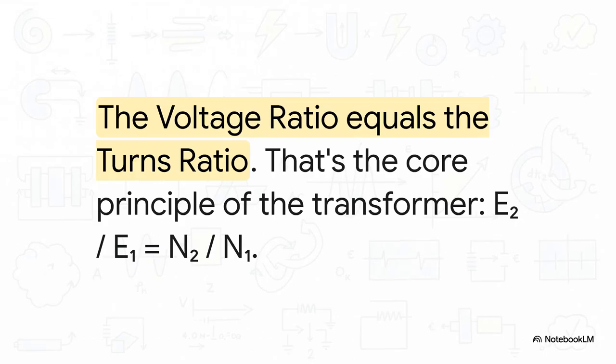And here's what we're left with. All of that physics, all of that math, boils down to this one incredibly simple and elegant relationship. The ratio of the output voltage to the input voltage is exactly the same as the ratio of the number of turns of wire on the coils. That's it. You want to double the voltage, you just double the number of turns. It is literally that direct.